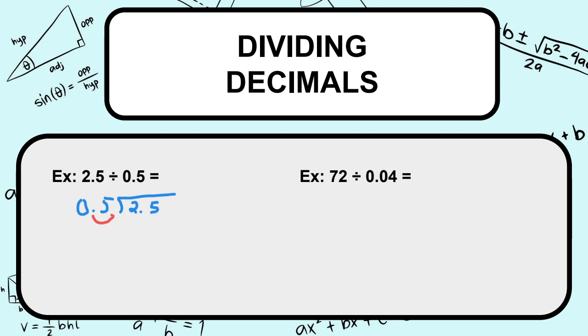All right, and move it to the right there. So that was step 2. Step 3, I have to do the same thing to the dividend. I have to move the decimal point 1 place to the right. So I'm going to do that now. Move it 1 place to the right. And then that 2.5 becomes 25.